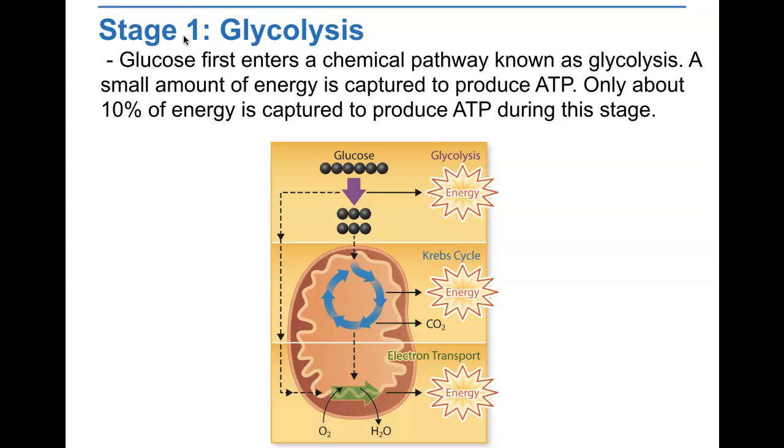In the first step, glucose enters a chemical pathway known as glycolysis. Only about 10% of its energy is captured to produce ATP during this stage. In fact, at the end of glycolysis, about 90% of the chemical energy that was available in glucose is still unused, locked in the chemical bonds of the molecule called pyruvic acid.